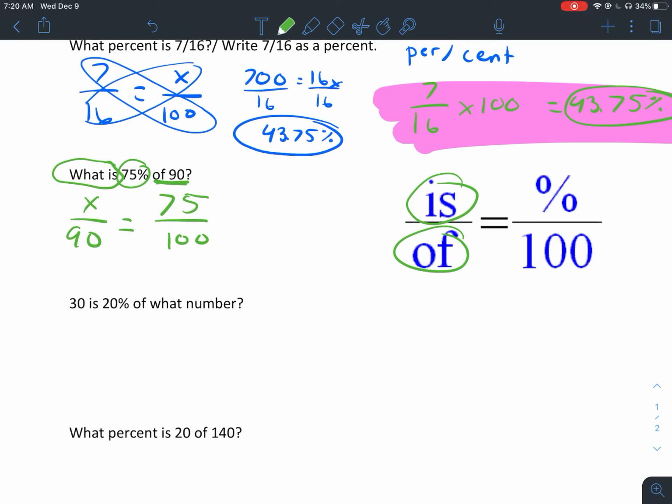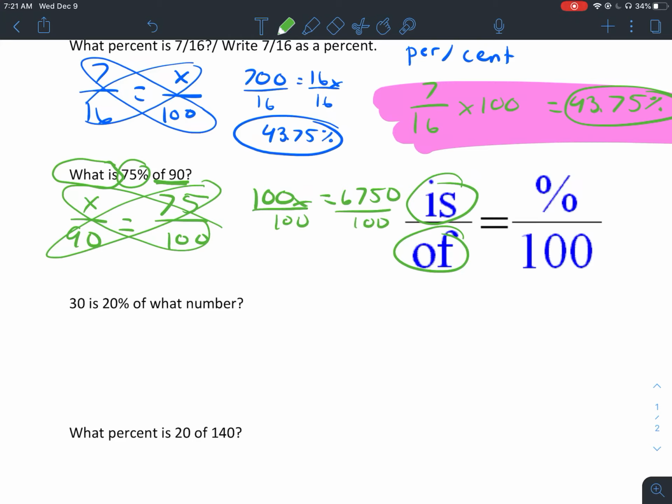Again, "is" goes on top, "of" goes on the bottom, and percent goes over 100. Then we do our cross multiplication. So we get 100x equals 75 times 90, which is 7,000, or I'm sorry, 6,750. You divide by 100, and you end up with 67.5.